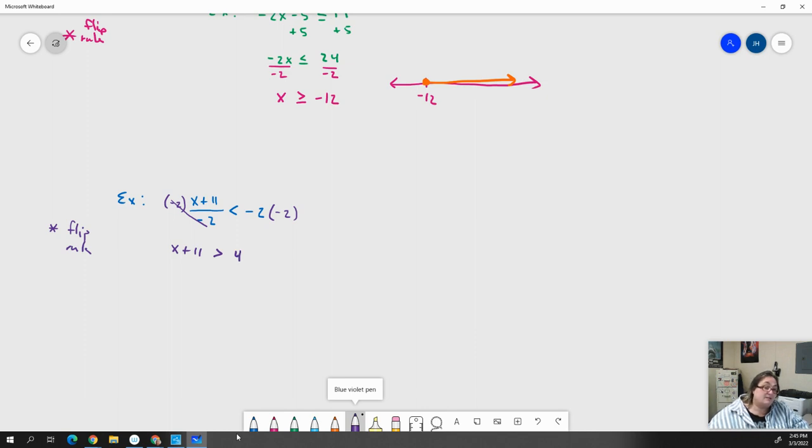And now we're just going to finish off by subtracting the 11 off of both sides. But now we're subtracting, we're not multiplying or dividing, so we don't change the sign again. x is greater than 4 minus 11, which is negative 7. And if I wanted to graph that, I would have my negative 7 here. And then I'd go, okay, open dot, because it is greater than, but does not include.